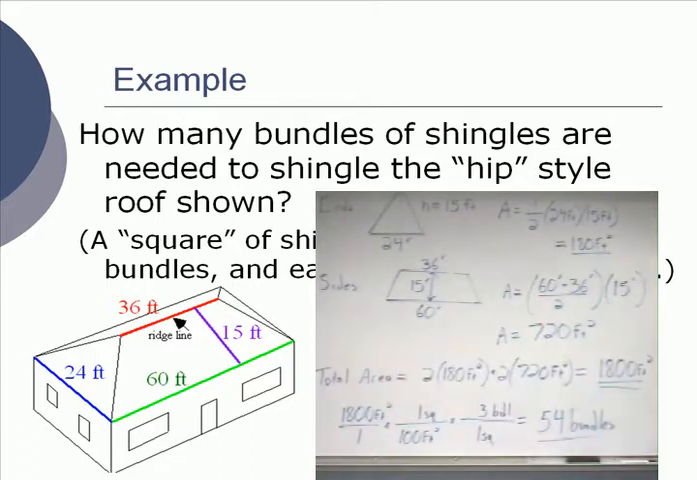bundles. Now here again, it would probably be a good idea to allow 5 to 10% for waste, because you're going to be cutting a lot of those shingles off. That'll vary on the type of shingle actually, but we'll leave it at that. 54 bundles is probably going to be a pretty good starting point.